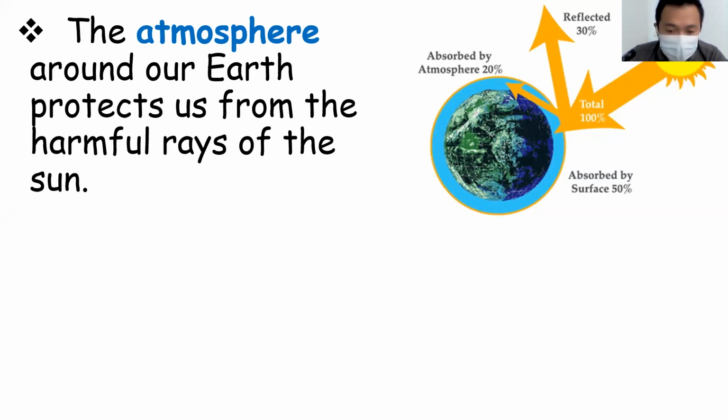Why? Because the layer of the atmosphere is the one that protects us. It can control the presence of the sun that hits the earth. Okay? It controls that. So that's why you can feel now it's not that hot, because of the presence of the air. You can say that.